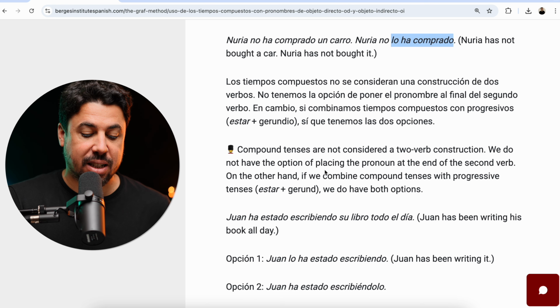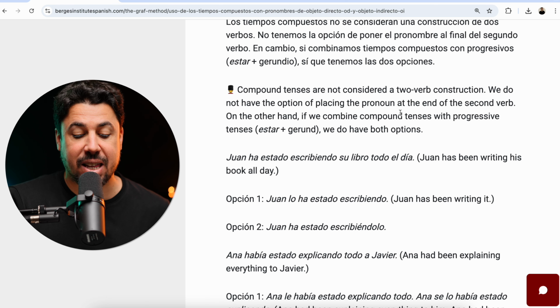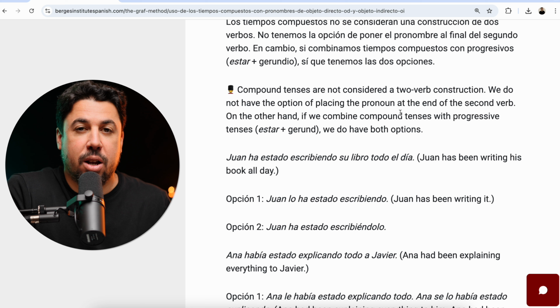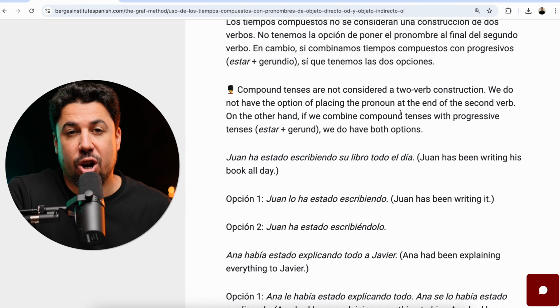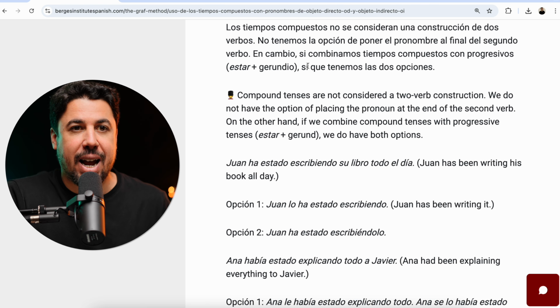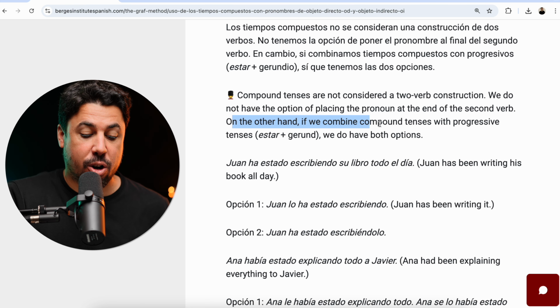And it says compound tenses are not considered a two-verb construction. We do not have the option of placing the pronoun at the end of the second verb, right? With the present progressive, for example, for like I am saying it, we can say lo estoy diciendo or estoy diciéndolo. With these compound tenses, we don't have the second option. They have to go before. So, I have said it, lo he dicho. That's the only option.